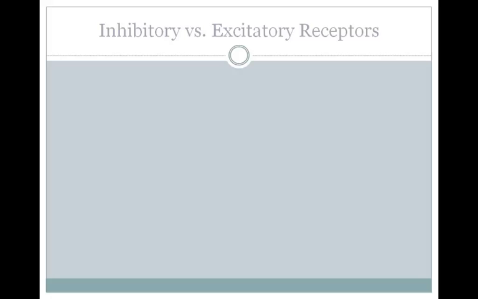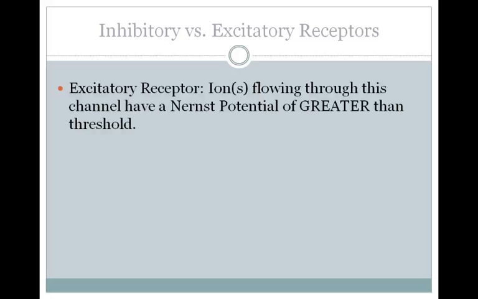A neurotransmitter can bind to an inhibitory or an excitatory receptor. An excitatory receptor is going to want to move the membrane potential towards threshold to cause an action potential, whereas an inhibitory receptor will want to move the membrane potential away from threshold and inhibit an action potential. Excitatory receptors either indirectly or directly open ion channels that allow through an ion or ions that have a Nernst potential of greater than threshold. This means that the ion or ions moving through there will want to bring the membrane potential up towards threshold, depolarizing the cell. Sodium channels would be a good example of an excitatory ion channel. Sodium's Nernst potential is very, very positive as compared to threshold, and so if you open a sodium channel, you're going to have sodium ions coming into the cell, depolarizing it towards threshold.